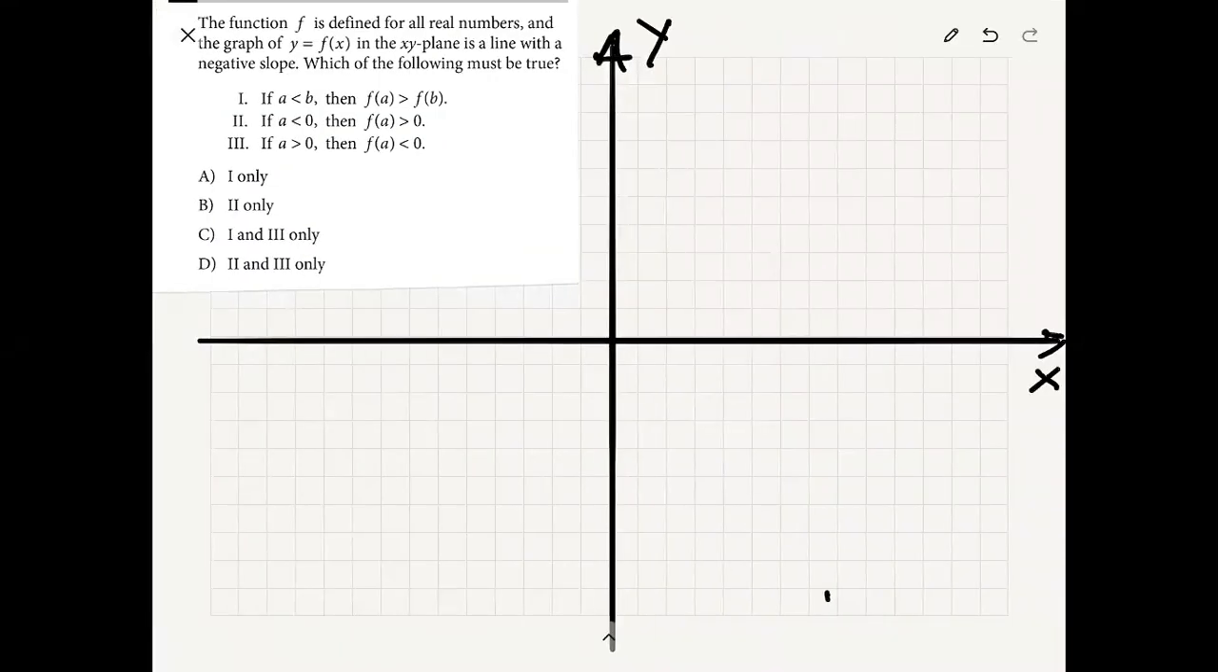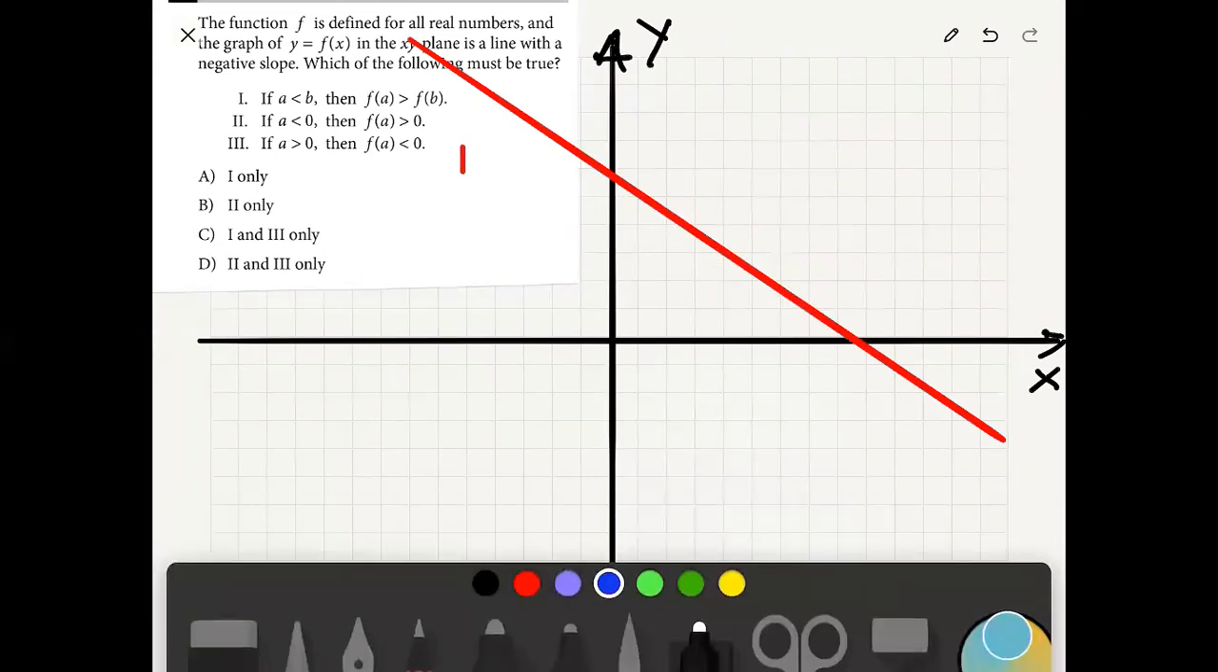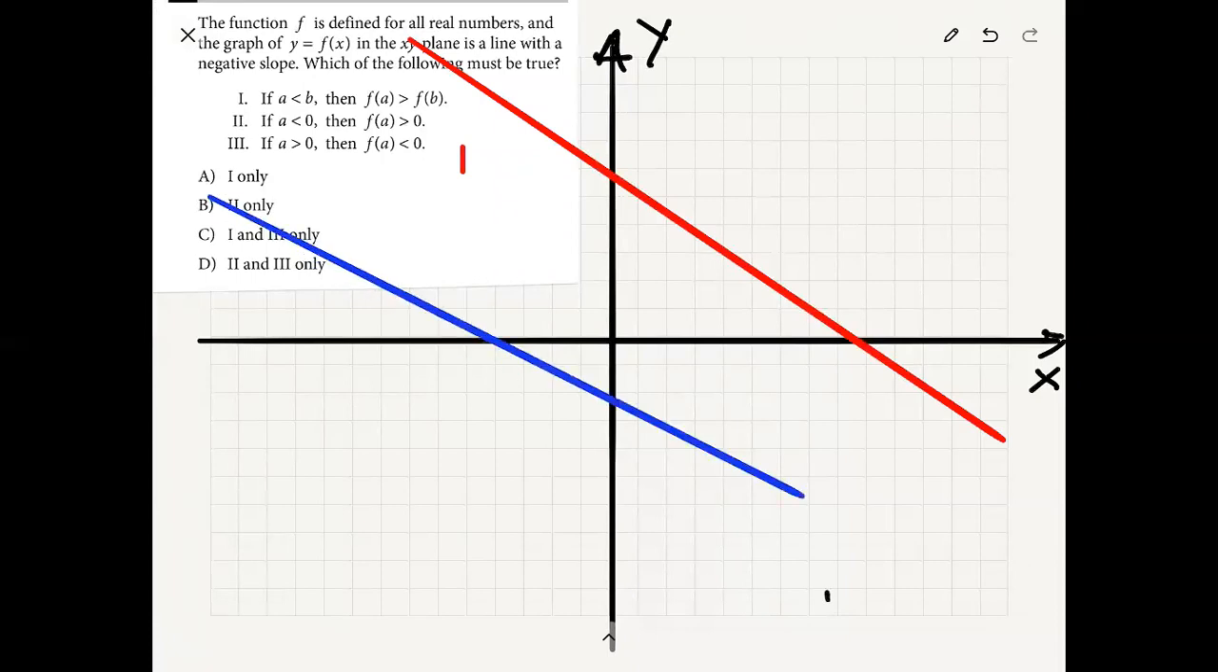I created a graph here. I got some graphing paper, and I have the conditions over here. The first thing is, I know we're dealing with lines, and I know that they're going to have negative slope. So here's one of the lines that I'm going to create. That's one. All right, now I'm going to try to create another line. I'm going to do it in a different color, and we're going to go here.